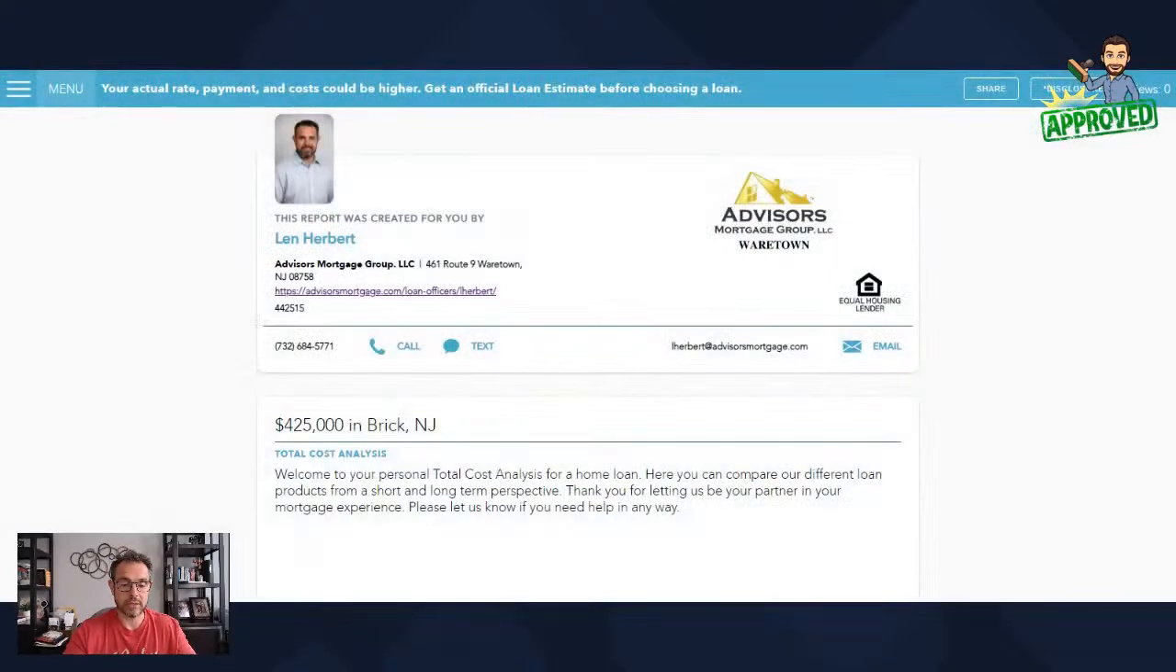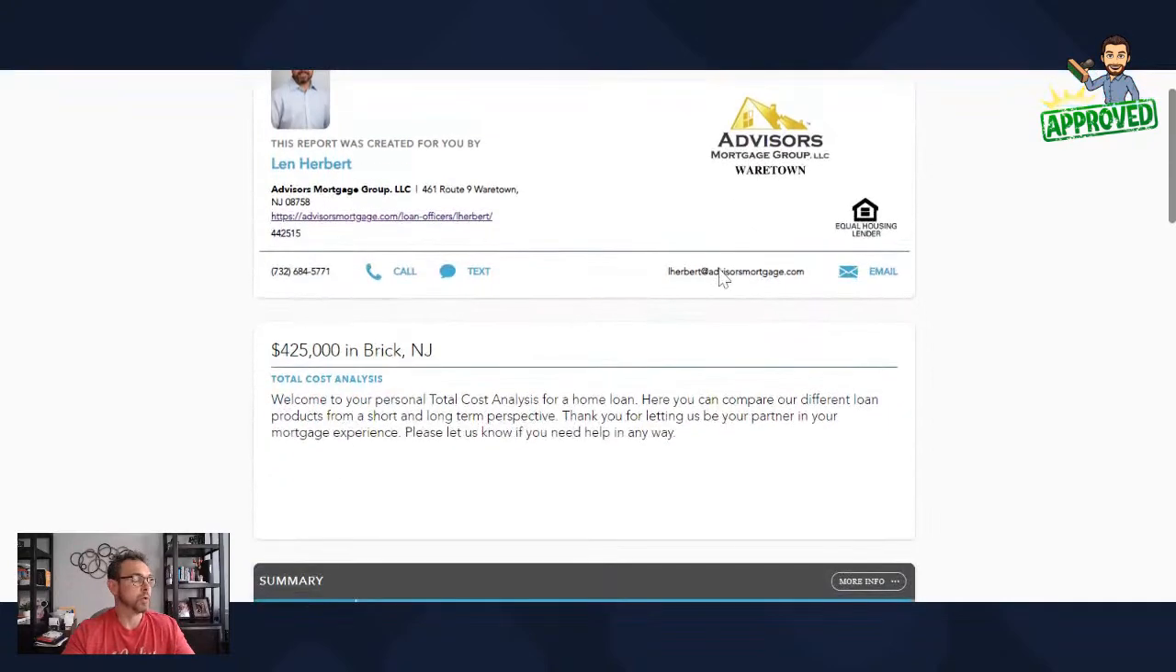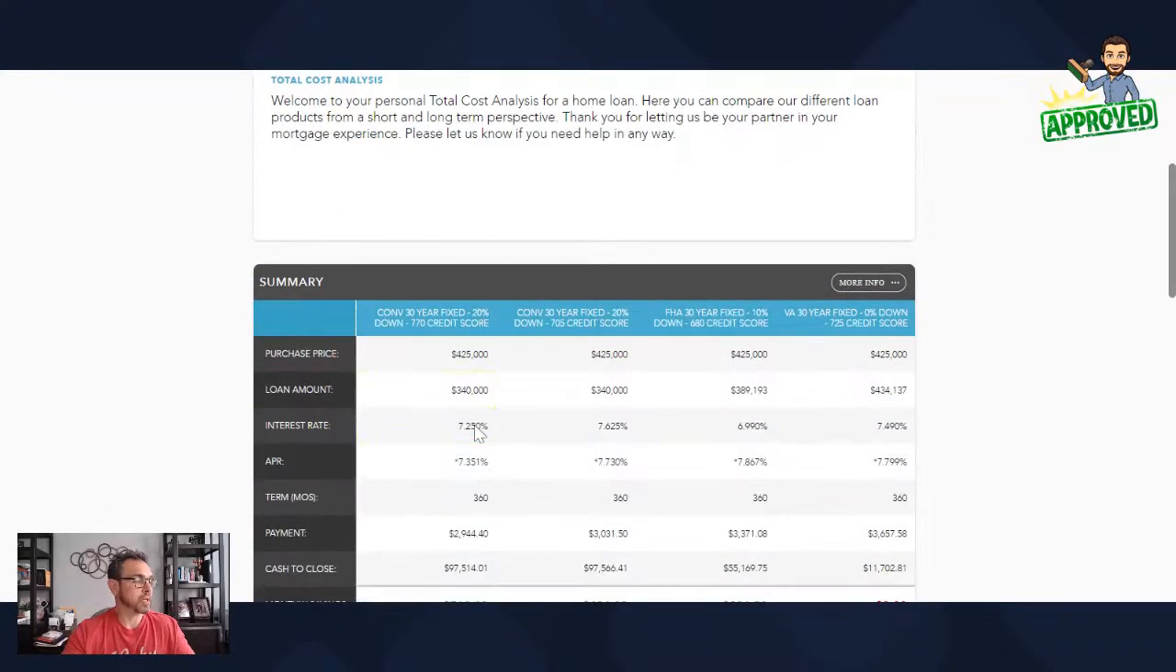So the hypothetical scenario that I put together was for a $425,000 purchase in Brick. Let me bring that screen up and I'll go over that with you now. Okay. So I did a $425,000 purchase price in Brick, which is the same across the board there. All right. And I did 4 different scenarios.